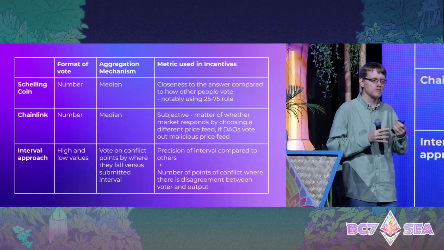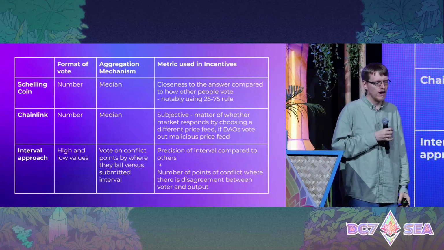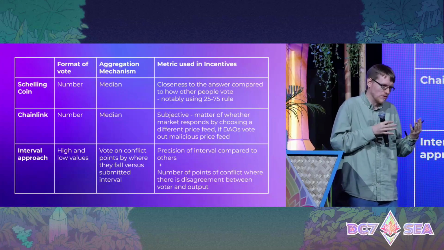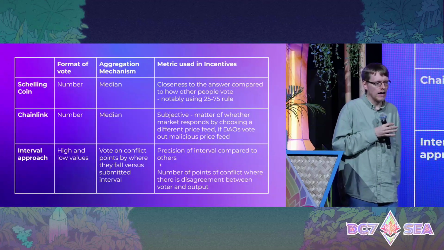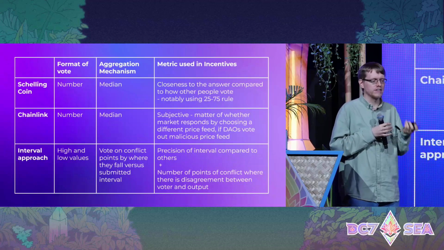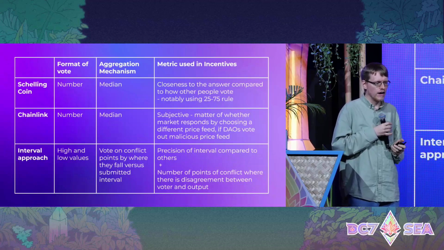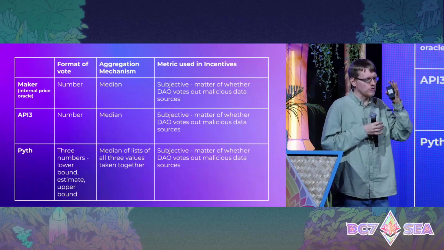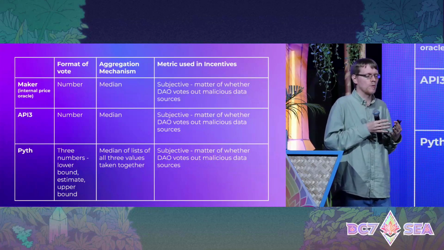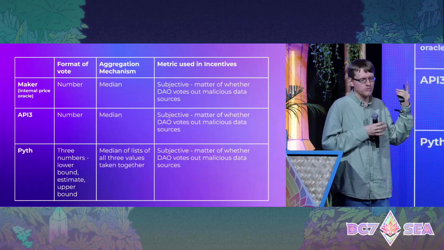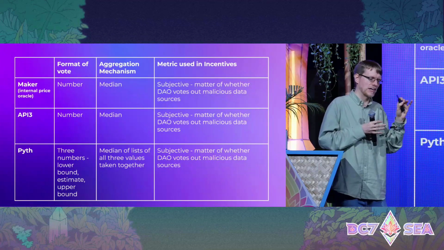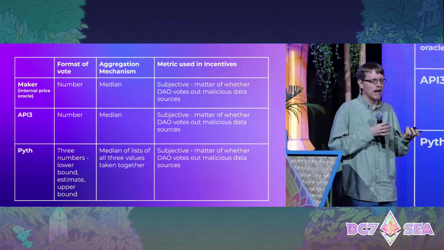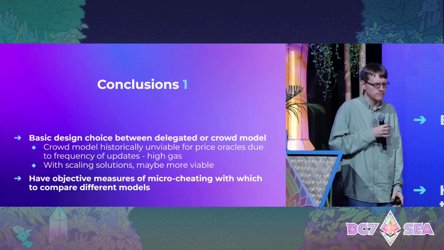Summarizing how different projects have handled these choices: for SchellingCoin and Chainlink, the format of the vote is just a number. As such, the only really reasonable aggregation mechanism is to take the median. For the interval approach, I have more complicated information, which means I can use more complicated aggregation rules. Other projects that have vote formats of numbers also take the median. Pyth is an interesting example: they have something like an interval that you submit, and they have a different aggregation mechanism. I just want to say there's a lot of room for experiments here.